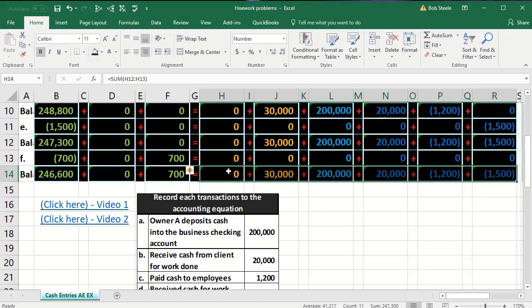Remember that when we highlight these, it's really 0 plus 30 plus 200 plus 20 minus 1,002 minus 1,500. That's what Excel is calculating due to the format here being negative numbers in P14 and cell R14.